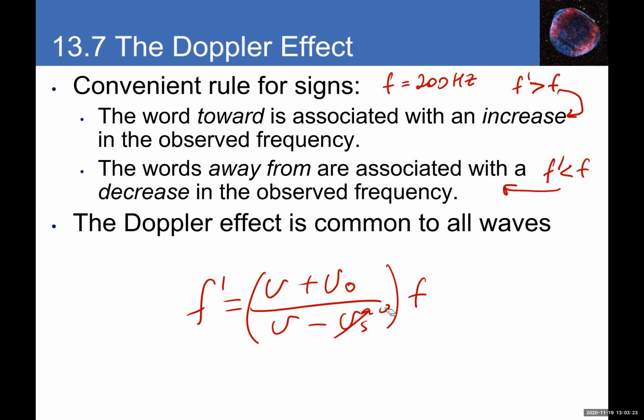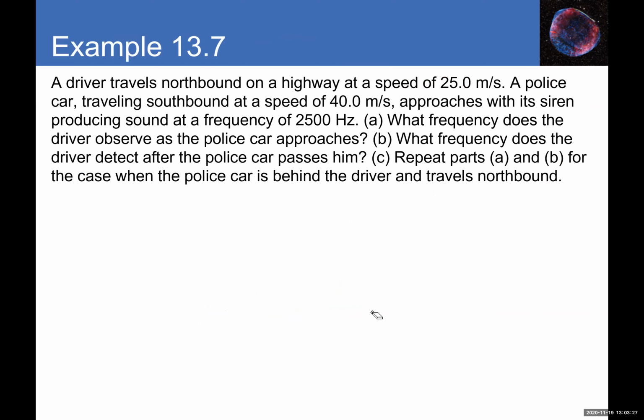But if both of them are moving, then you have this general equation over here. All right, so we have a couple of examples where we can see how all this works. A driver travels northbound on a highway at a speed of 25 meters per second. A police car traveling southbound at a speed of 40 meters per second approaches with its siren producing sound at a frequency of 2500 hertz. What frequency does the driver observe as the police car approaches?